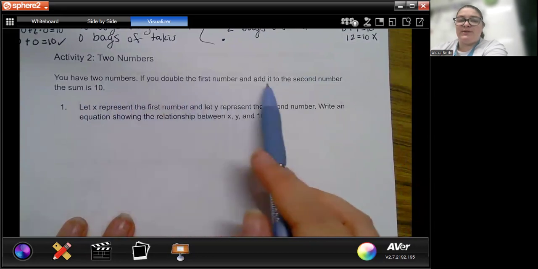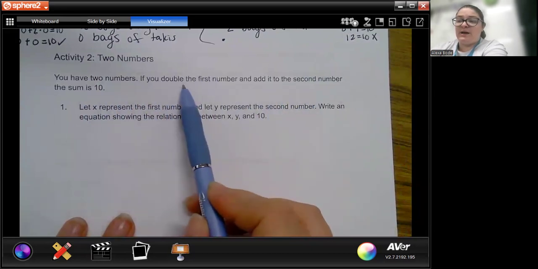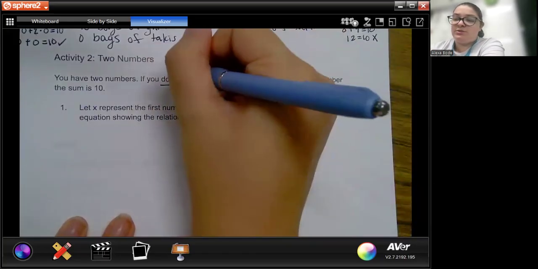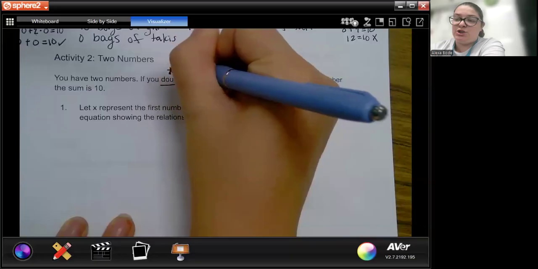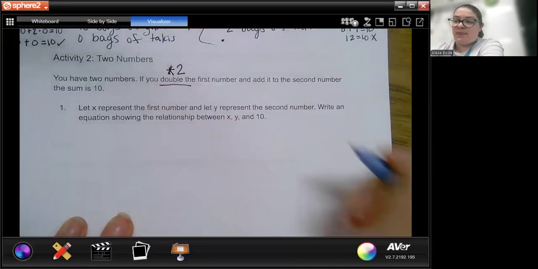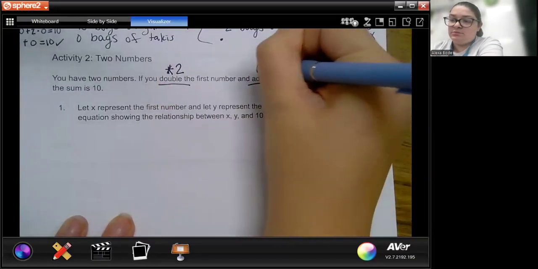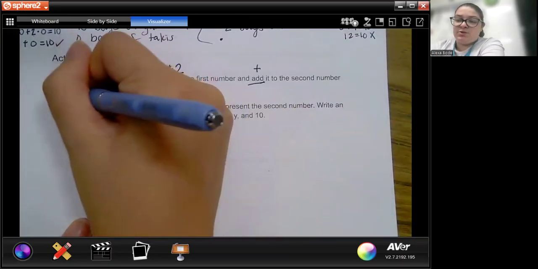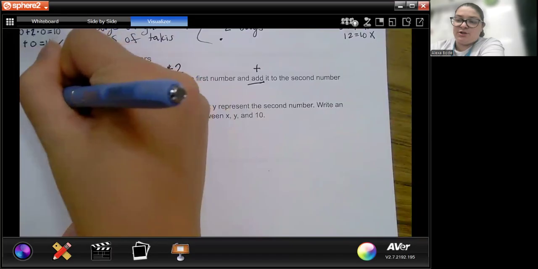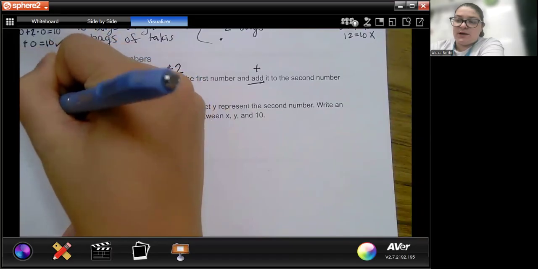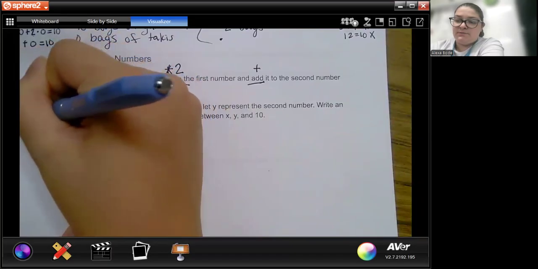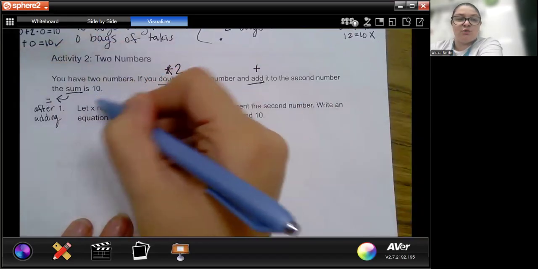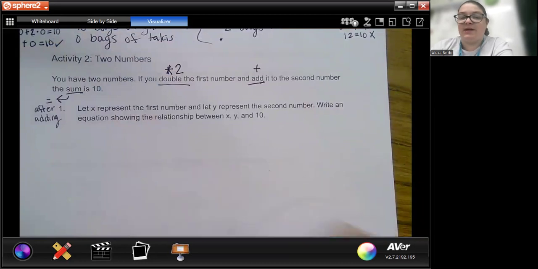So we want to break this down. If you double the first number, so double means to times by 2. We know add is our plus sign. Sum is what it equals after adding. So that's that total. Sum means the same thing as total.